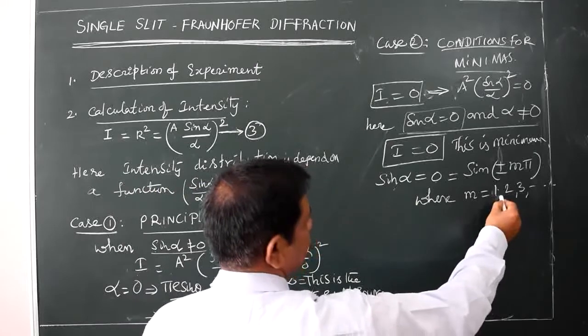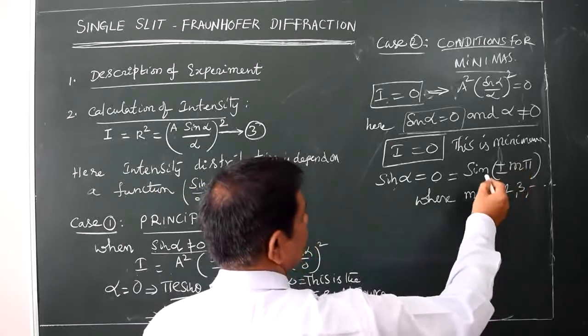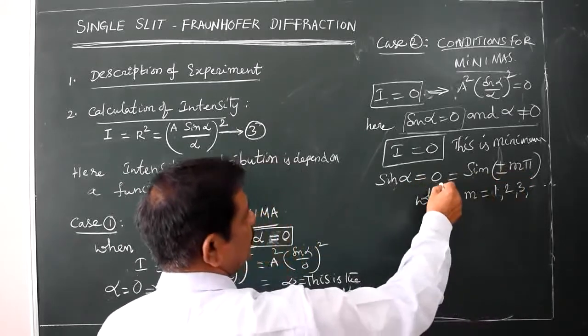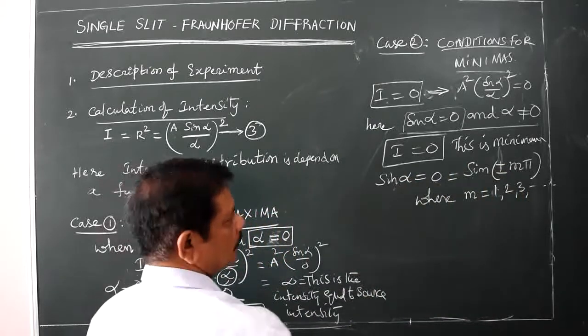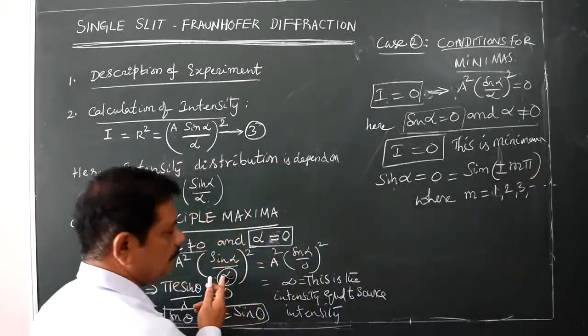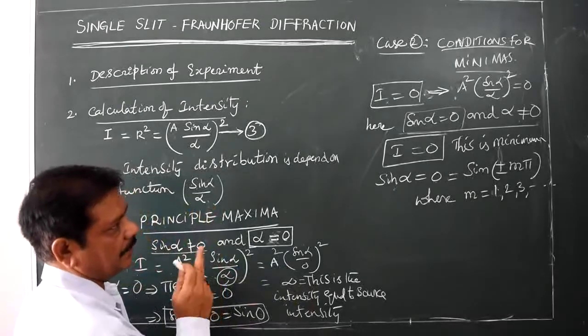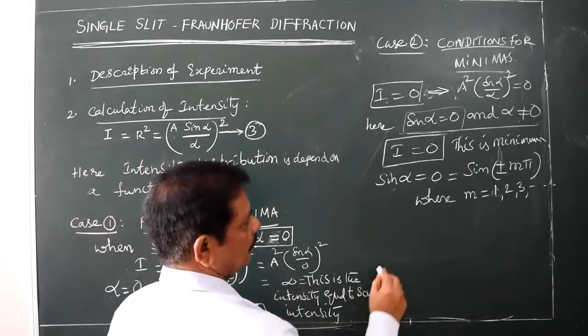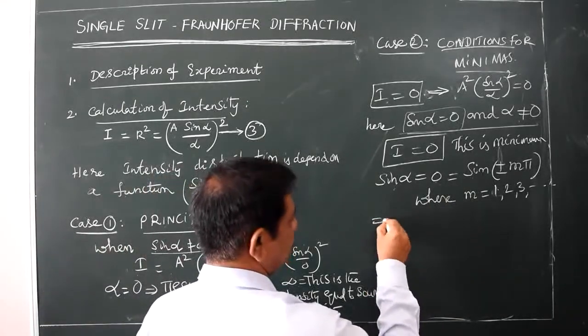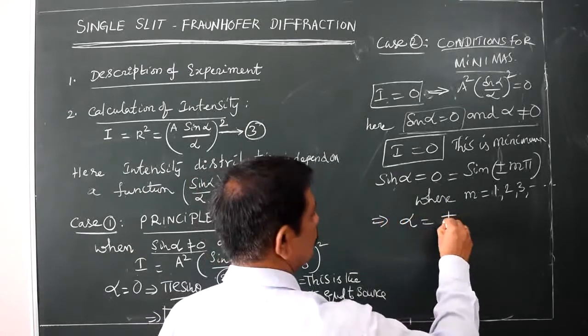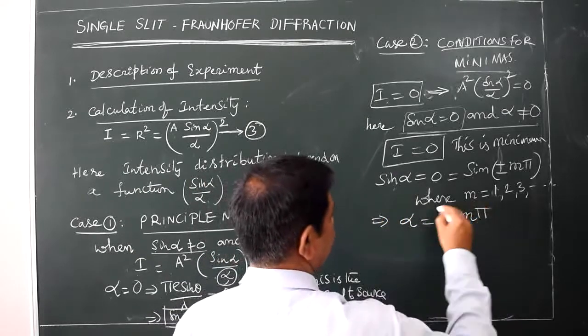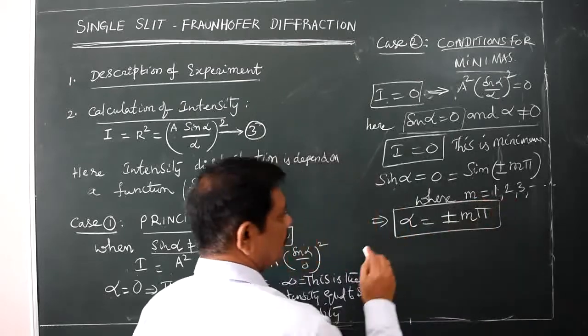Other than 0, you can take any value, then that value of sin alpha is equal to 0. If you take 0, that condition is regarding the principal maximum, so we cannot take that one. So what is the condition for that? It implies alpha is equal to plus or minus m pi. This is the condition for minima.